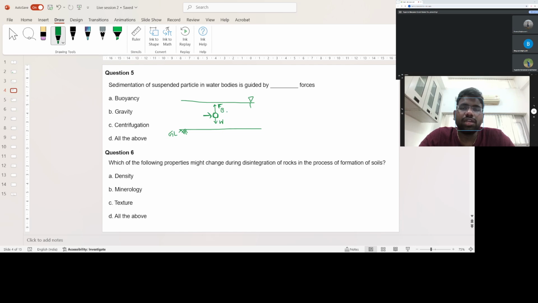Sedimentation is due to the interplay between the buoyant forces and weight. So option A and B are right. As far as centrifugation is concerned, it is not relevant to the phenomena of sedimentation. Maybe during motion it may experience centrifugation, but not during sedimentation. So the right option will be A and B.